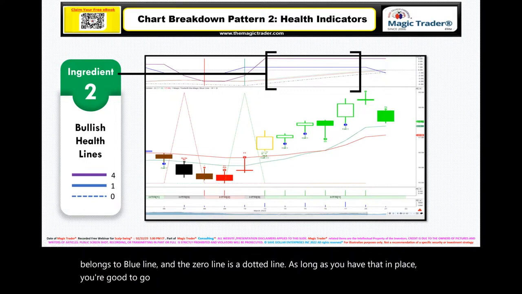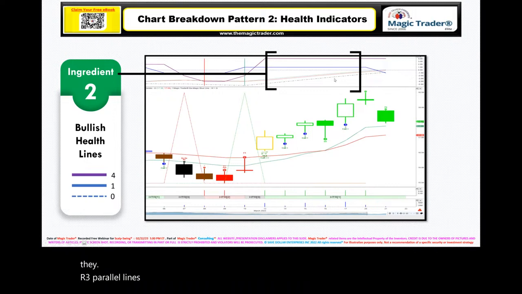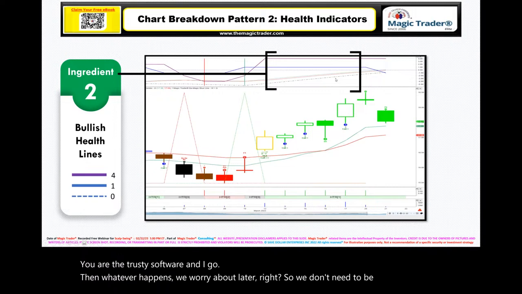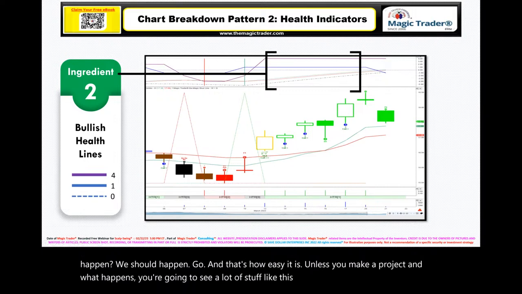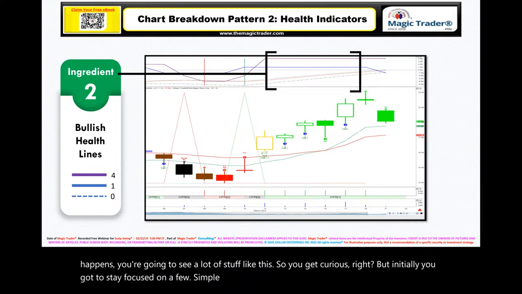We have a good health of the security. So to be on the safe side, as long as there are three parallel lines, you either trust the software and go. Then whatever happens, we worry about later, right? So we don't need to be going, what will happen? It should happen, go. And that's how easy it is. And what happens, you're going to see a lot of stuff like this, so you get curious, right? But initially, you got to stay focused on a few simple things like this in order to trade.